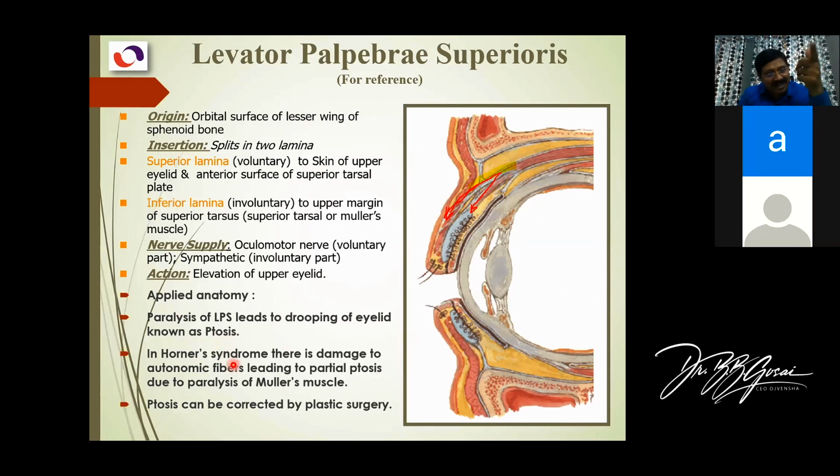In Horner syndrome, as I explained, the sympathetic fibers are damaged, so Muller's muscle will paralyze. It leads to partial ptosis. And this can be corrected by surgery. You can lift the eyelid so that it doesn't obstruct the vision. There is corrective plastic surgery, and you can correct this particular paralysis. So this is about the levator palpebrae superioris.